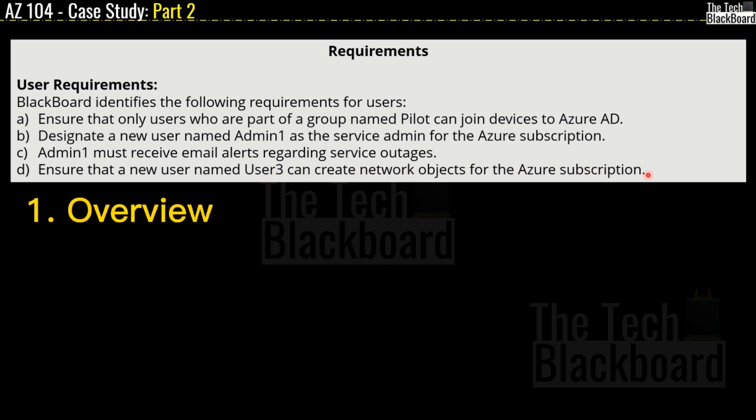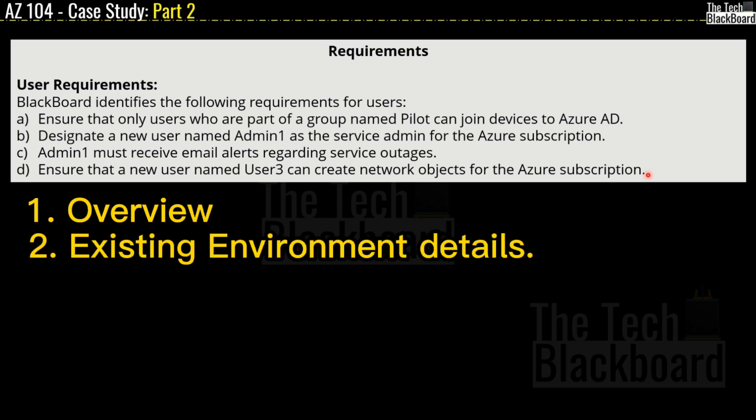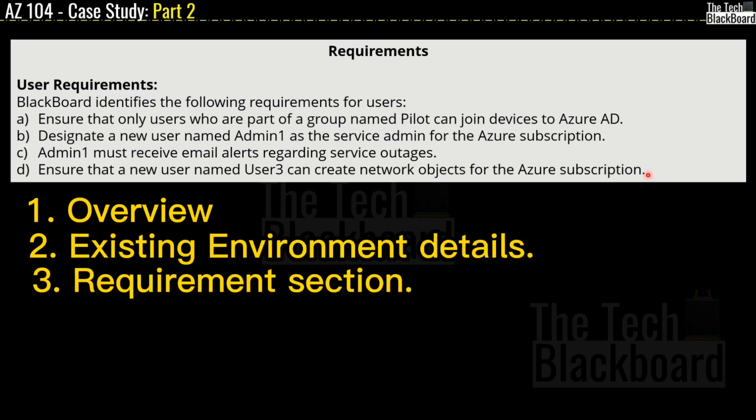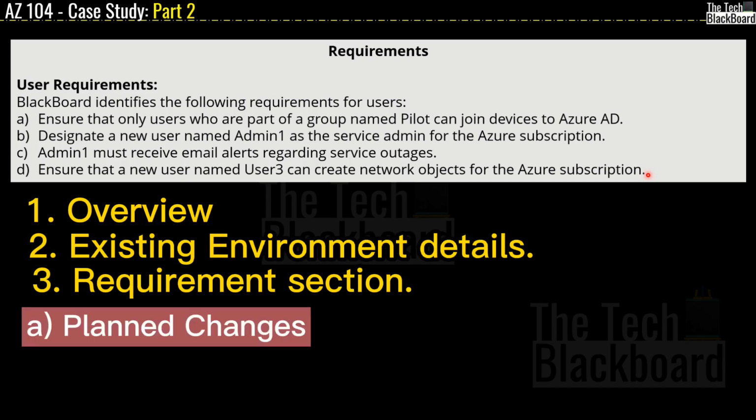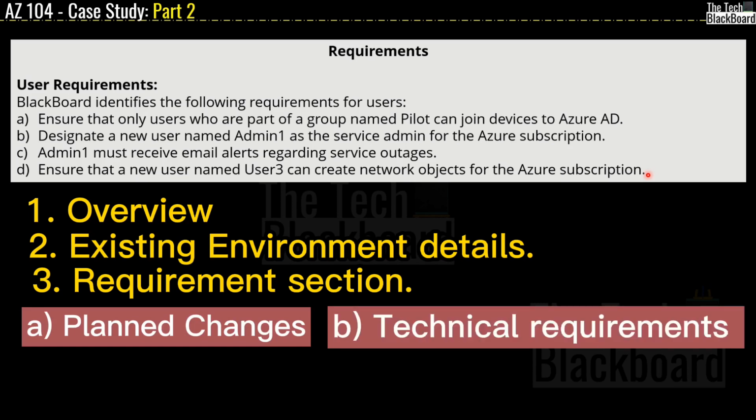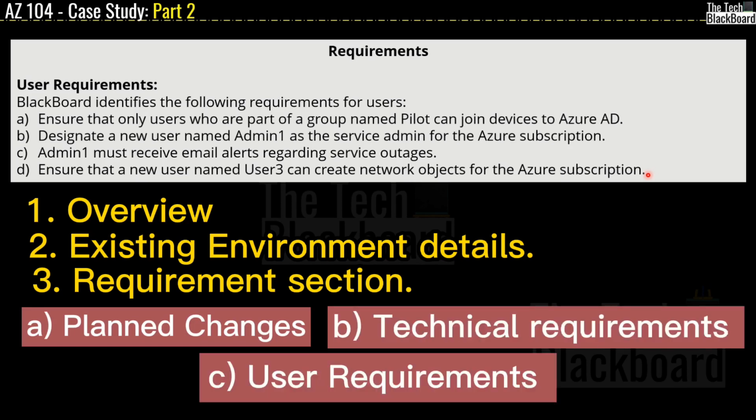We started with an overview section followed by existing environment details. And after that, we had the requirements section, which was further divided into 3 subsections. The first one was planned changes, and the second one was technical requirements. And lastly, we have user requirements. Now let's move ahead and read the question based on this case study.